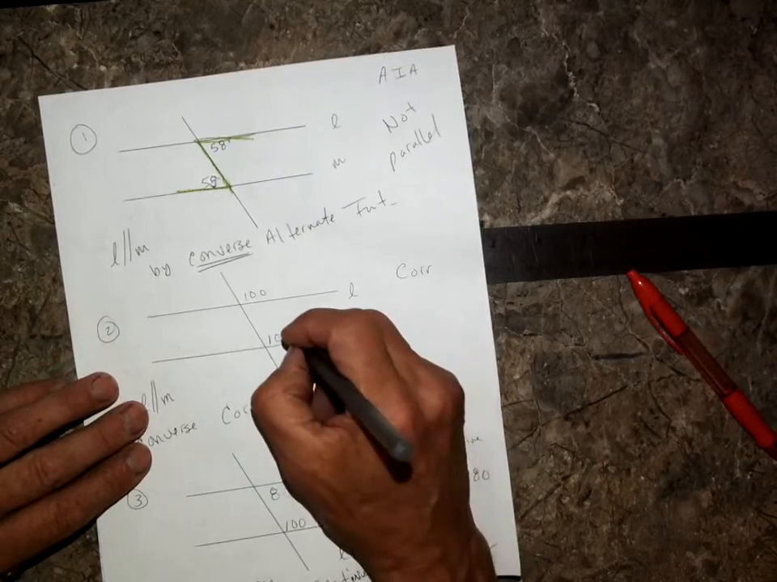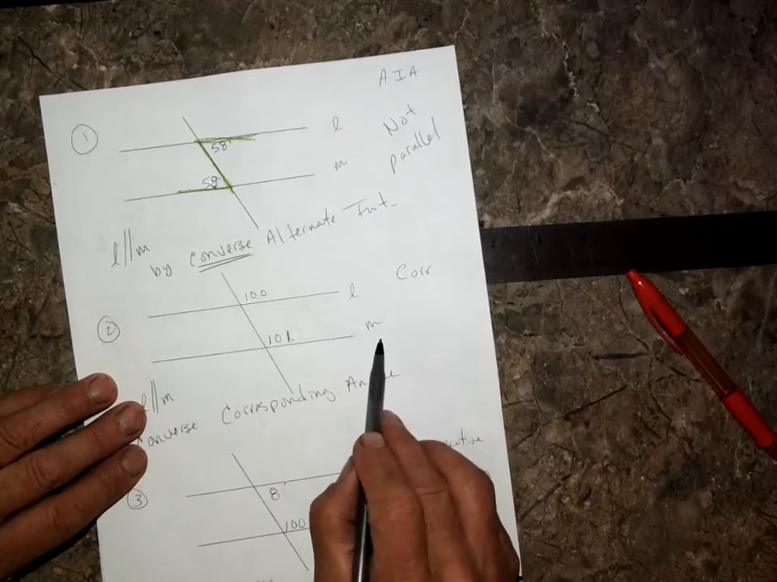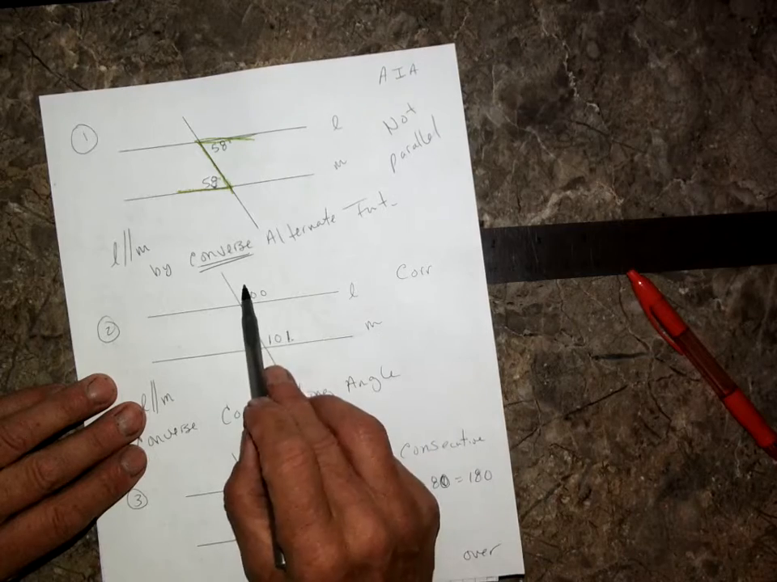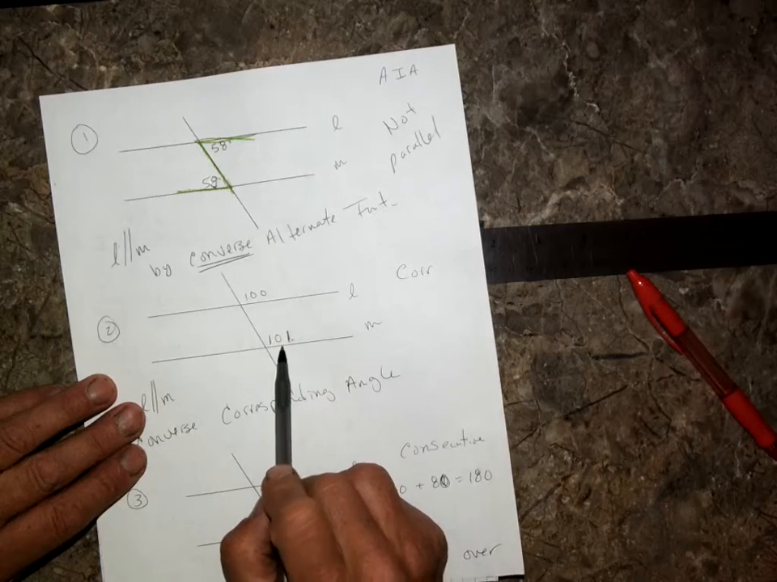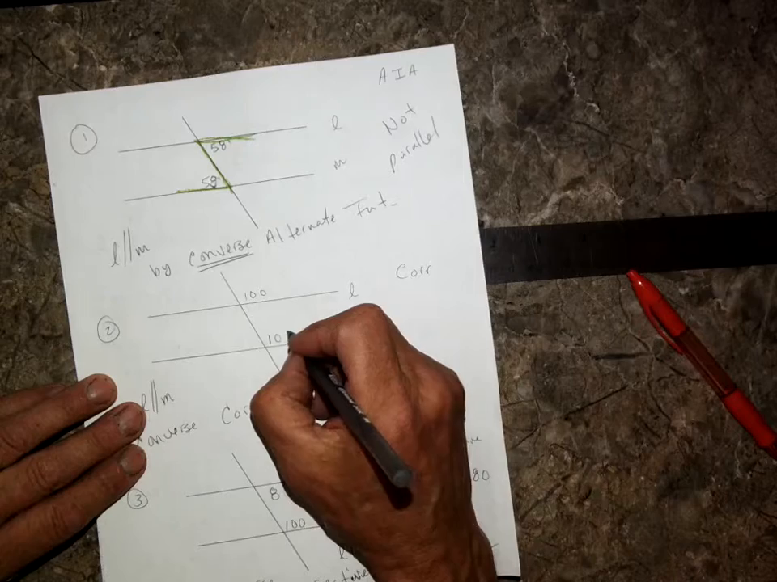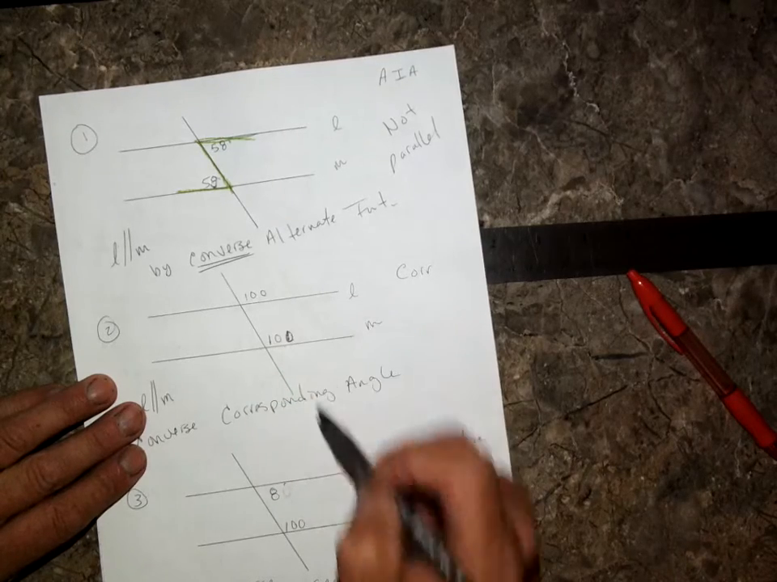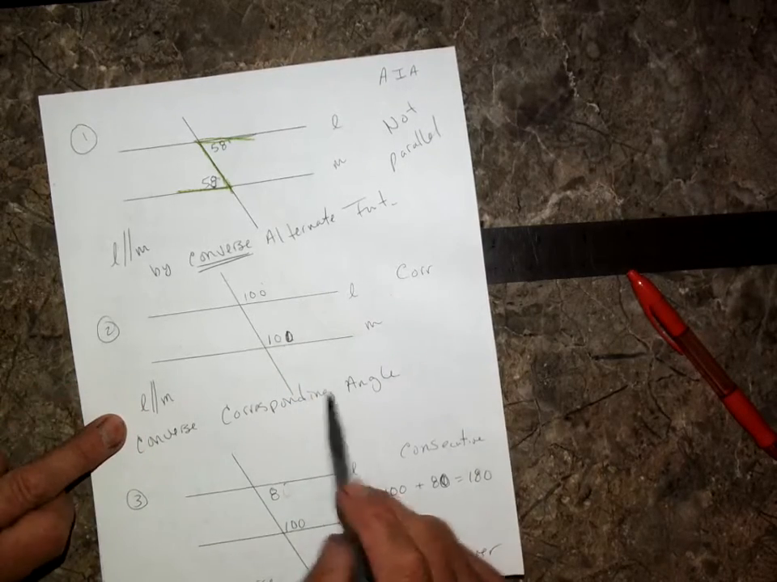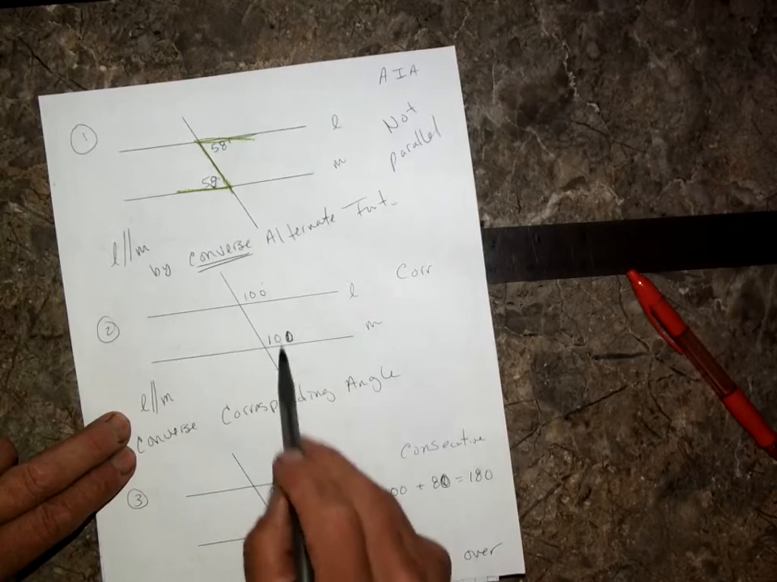Okay, these two lines look parallel. Are they? 100 degrees, 101 degrees? They're not. They're not parallel. But if I make this 100 degrees, we could say the two lines are indeed parallel. So they're parallel by converse corresponding angles.